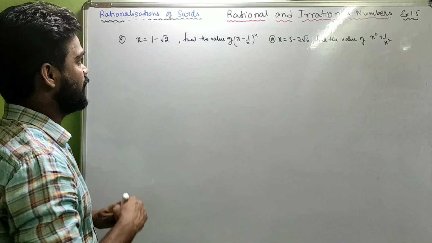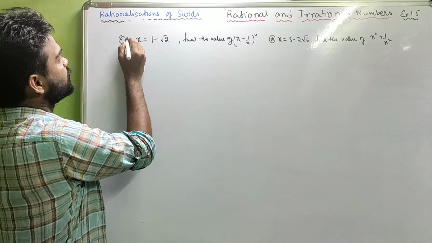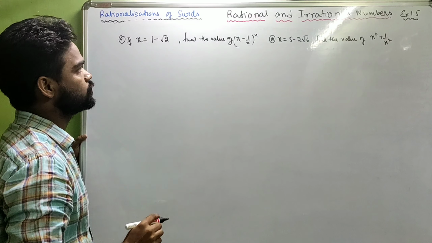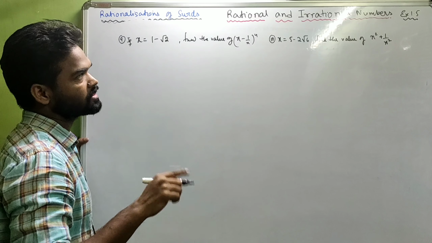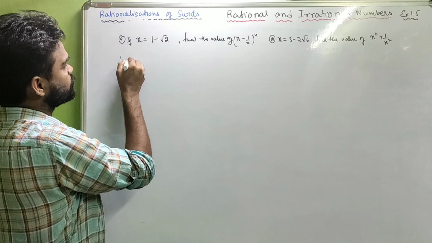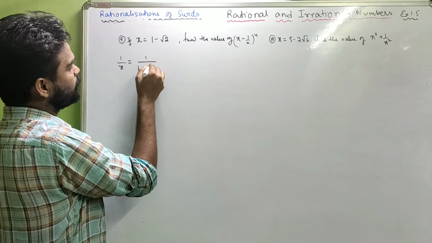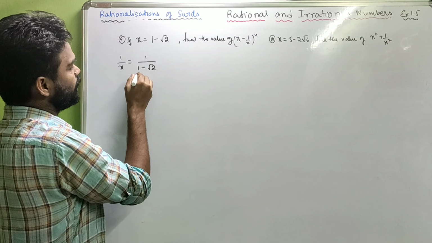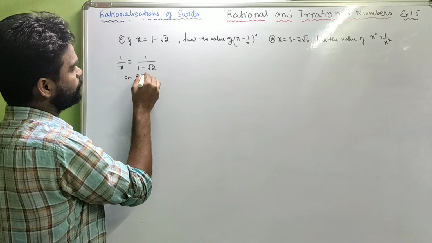We look at sum number 9. Very interesting. If x is equal to 1 minus root 2, find the value of x minus 1 by x to the power 4. Very easy. First of all, we need to find 1 by x. 1 by x will be 1 by 1 minus root 2. Rationalizing the denominator, what do you get?